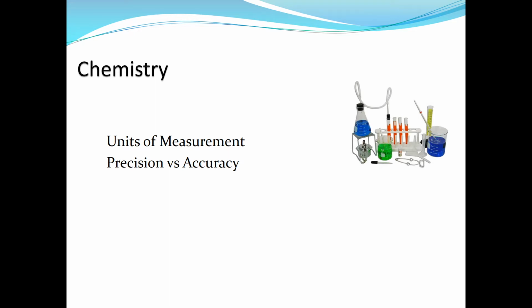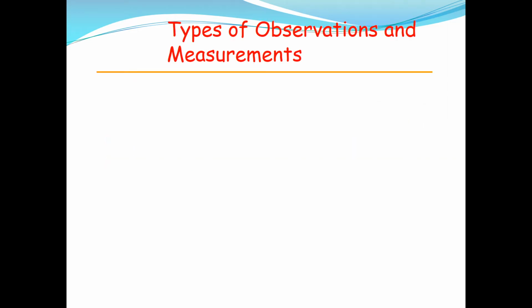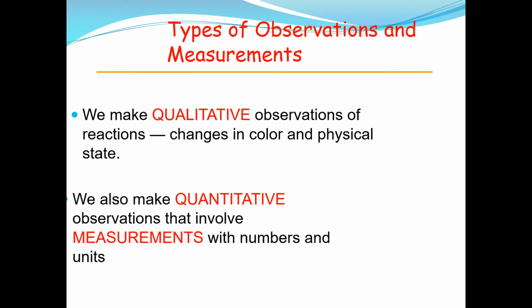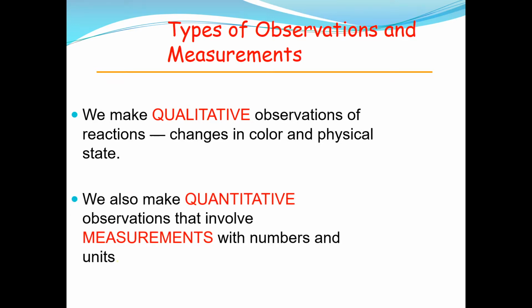So let's look at units of measurement and precision and accuracy. Types of observations and measurements. We make qualitative observations of reactions. Qualitative means it describes the quality of it, such as changes in color and physical state. We also make quantitative observations that involve measurements with numbers and units.